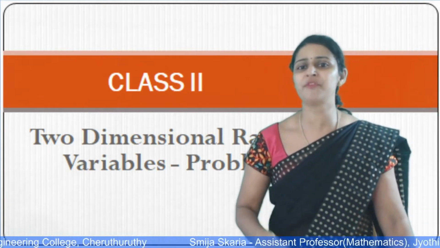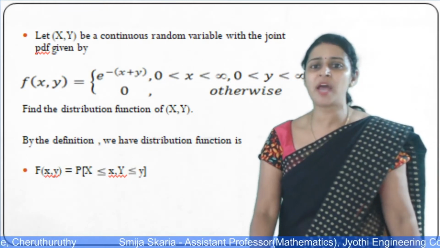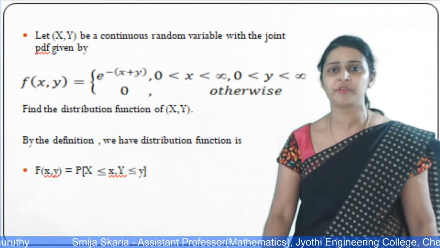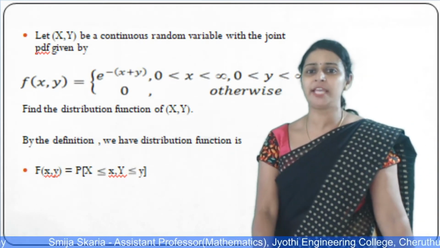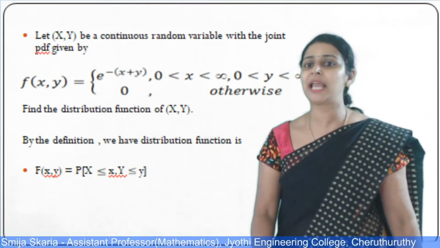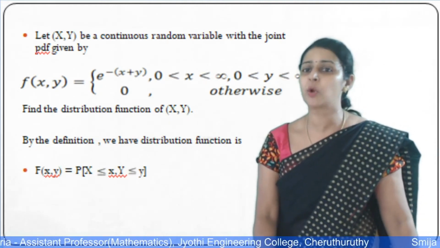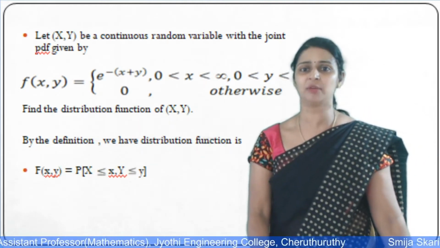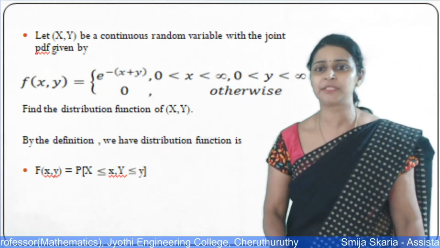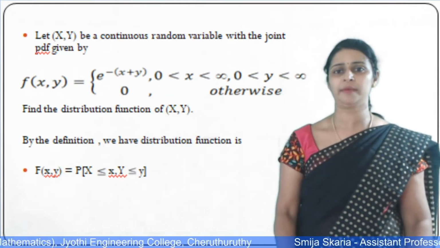So this is the first question. We are given: let X, Y be continuous random variables with joint PDF given by f(x,y) equal to e raised to minus (x plus y), where x lies between 0 to infinity, y lies between 0 to infinity, and 0 otherwise. Here we have to find the distribution function capital F(x,y).